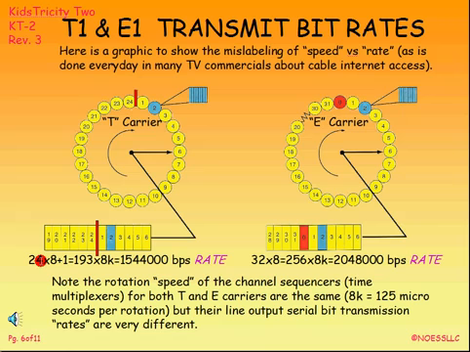Our bit rate, remember, was 24 time slots of 8 bits each plus 1 framing bit. That's the red guy right here. Gives us 193 bits per frame. There's 8,000 frames per second, because this is rotating 8,000 times per second. Gives us 1.544 megabit rate. That's the rate of the bits per second.